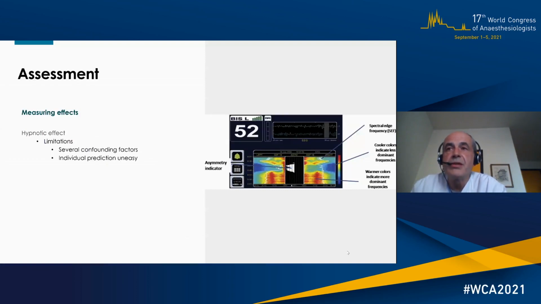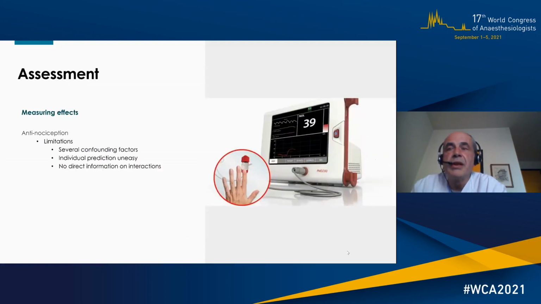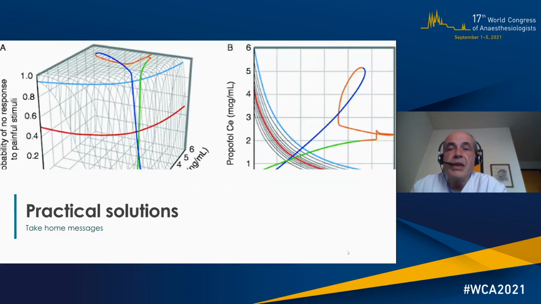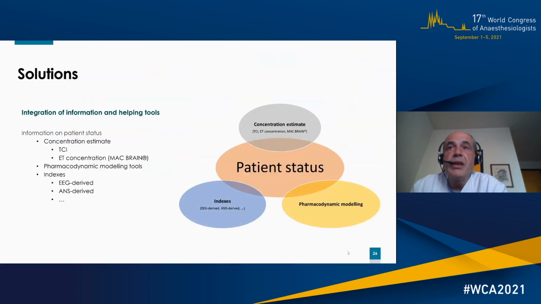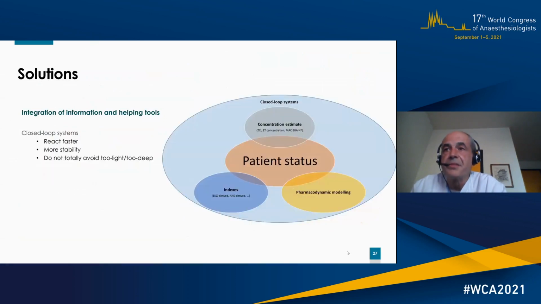Another means to assess interactions can be to measure effects, but we all know the limitations of those depth of anesthesia monitors, either for the hypnotic component or the antinociceptive component. They are influenced by several confounding factors, and the prediction at an individual level with them is very uneasy. So, practically speaking, what can we do? I think we have first to gather as much information as possible on the patient status using concentration estimates of our anesthetic agents, using the pharmacodynamic modeling tools I've shown you, and using some of the available indexes of the depth of anesthesia.